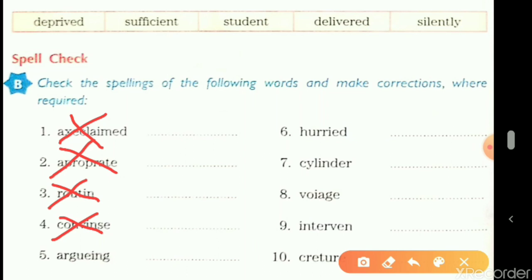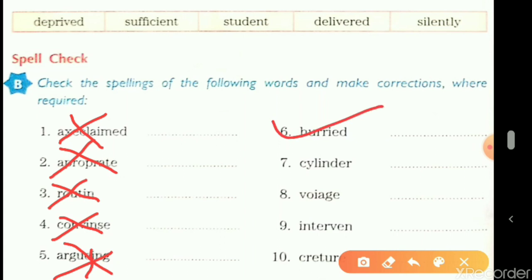Now, the fifth word is arguing. In this also, E will not come. You need to cut the E and then rewrite the spelling correctly. And the correct spelling of arguing is A-R-G-U-I-N-G.